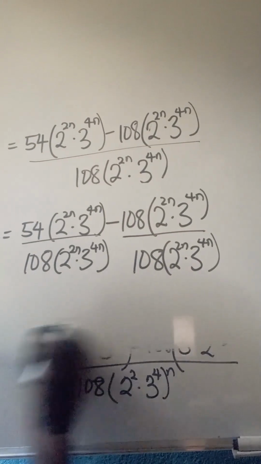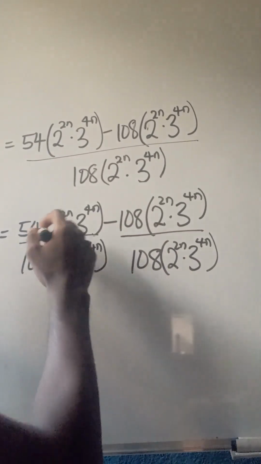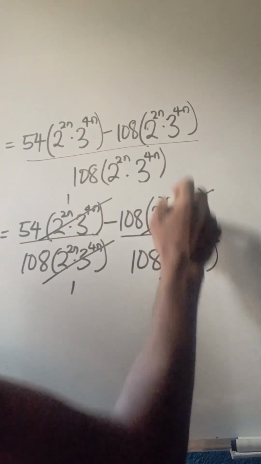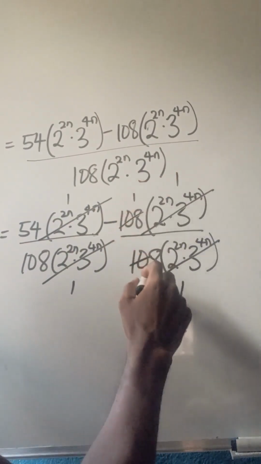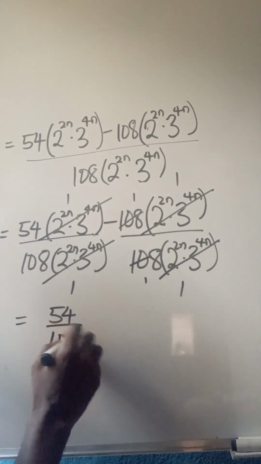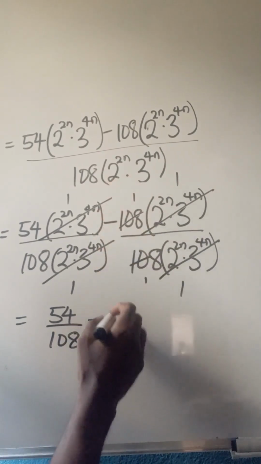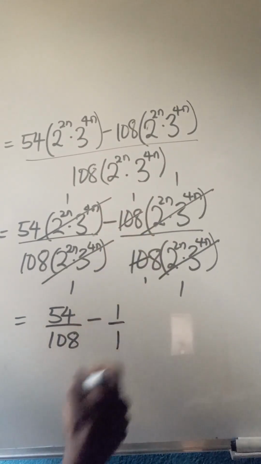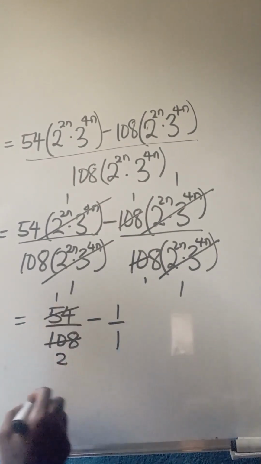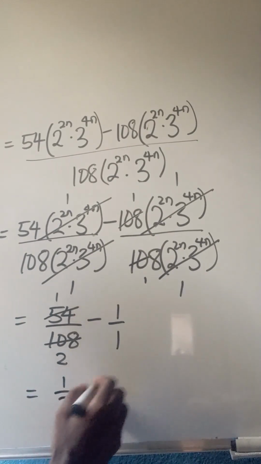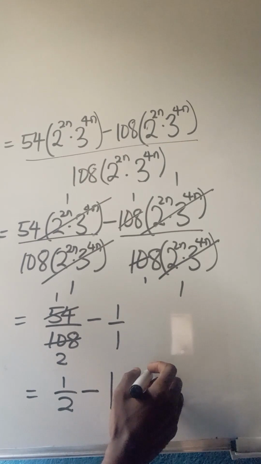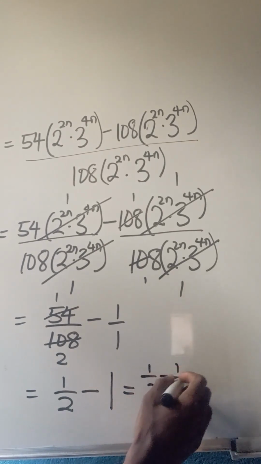So if we divide that, I can see that this can cancel this, which is 1 over 1. This can cancel this, 1 over 1. This can cancel this, 1 over 1. So we are left with 54 over 108 minus 1 over 1, which is still 1. So this can cancel this, giving 1 over 2. So we have 1 over 2 minus 1. So half minus 1, we can solve it as a fraction, half minus 1 over 1.